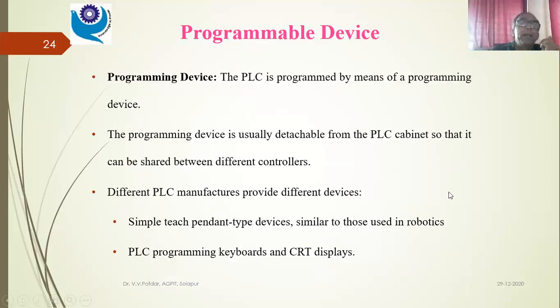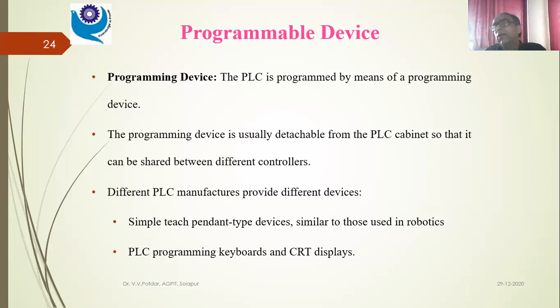The programming device: the PLC is programmed by means of a programming device. The programming device is usually detachable from the PLC cabinet so that it can be shared between different controllers. Different PLC manufacturers provide different devices. A simple teach pendant type device, like our remote, similar to what is called a teach pendant in robots.